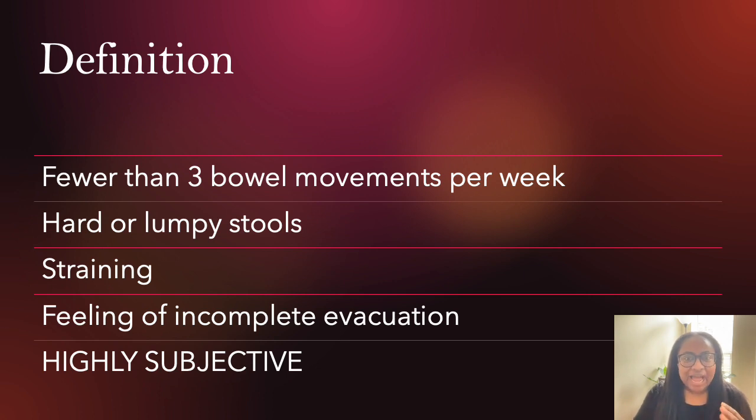It is actually highly subjective. So when patients come in and tell you that they are constipated, every person will have a different definition of constipation. For your purposes of testing and documentation, we need to have something that we can objectively record as constipation. So if patients are having fewer than 3 bowel movements per week, if they're having hard or lumpy stools, if they're straining, or they feel like they haven't had a complete bowel movement, like there is still something there that needs to be evacuated, we can use that as a definition of constipation.